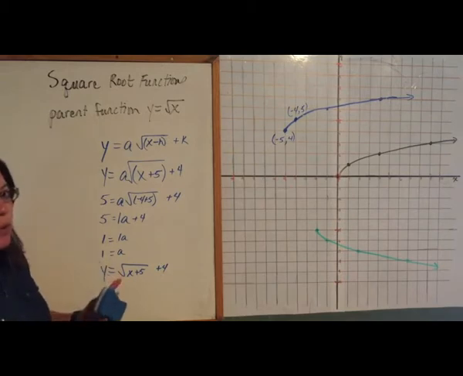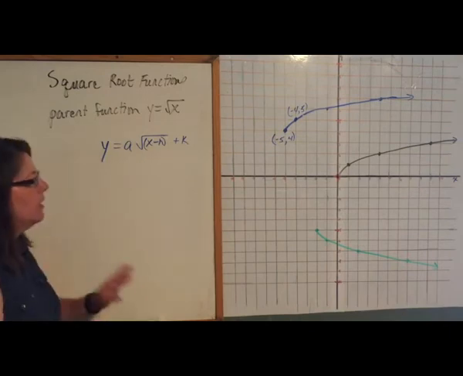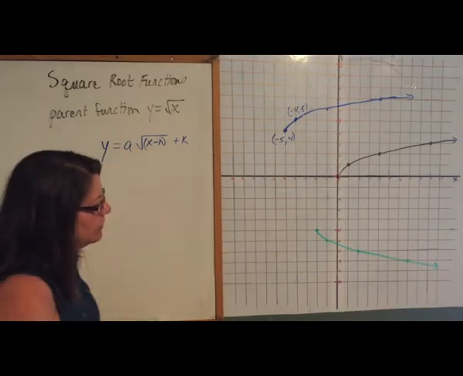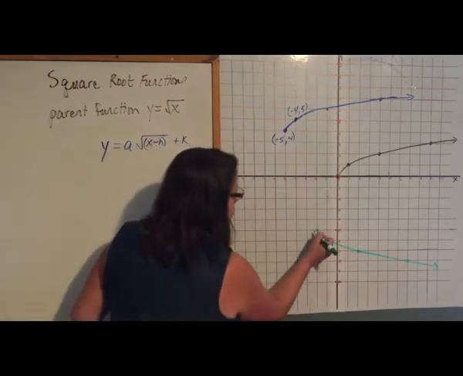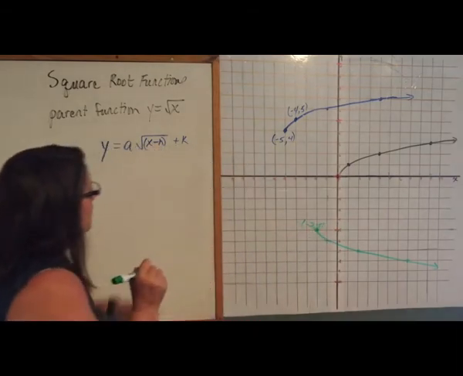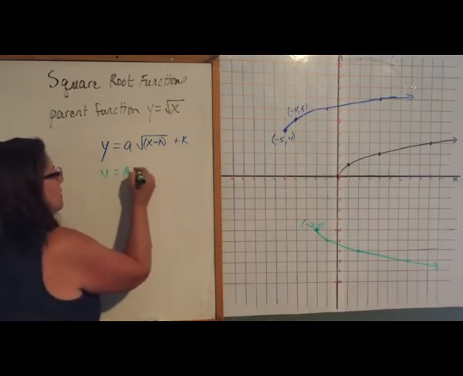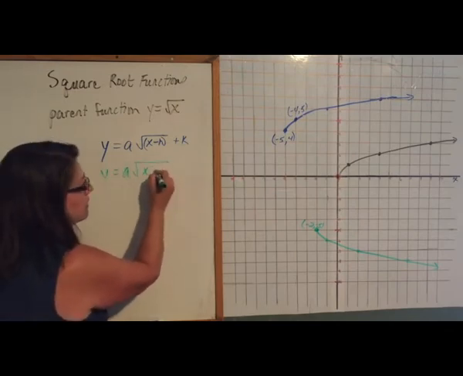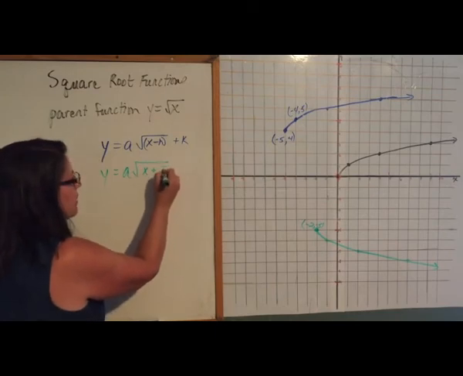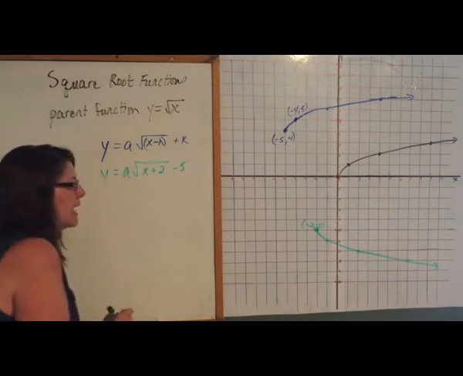But a is not always going to end up being 1. So that takes us to the green graph there. Let's do that one next. If we're going to do the green graph, my HK value is the starting point. So that is at negative 2, negative 5. That's what I would plug in for my HK. H is negative 2, so that'll be a plus 2 because it's minus negative 2. And then the minus 5 goes on the outside.